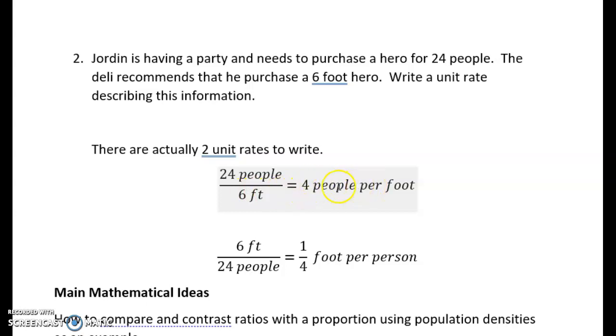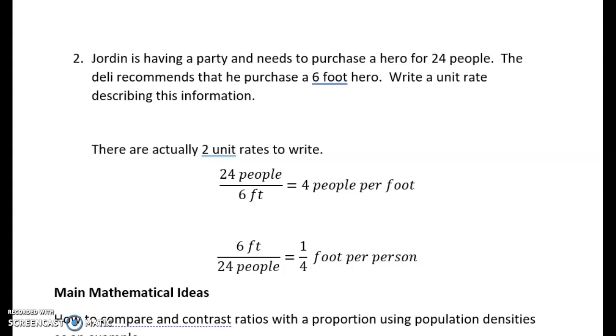Remember, I'm keeping the units. The units here are in the same order that they are in the fraction. The first unit is the unit that's on top. So that means 4 people per foot. So this would mean that if we had 1 foot of hero, that should be enough for 4 people. So 4 people for every foot of hero.